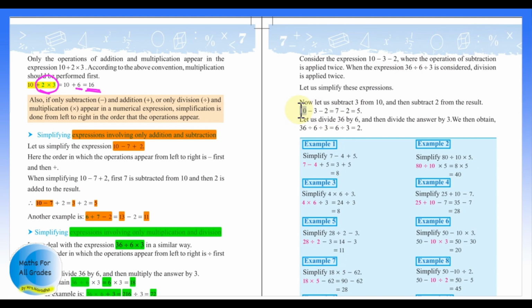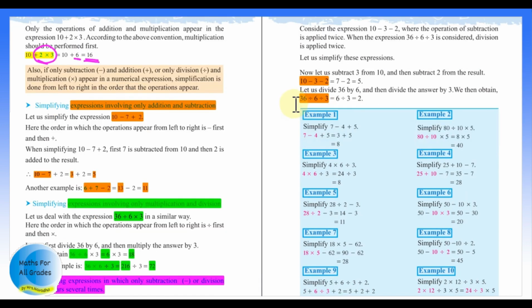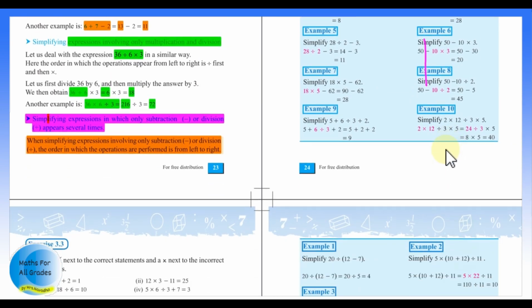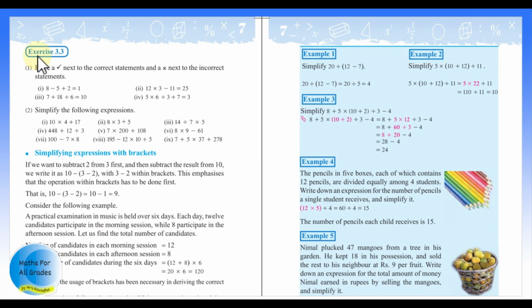Here they have given two examples. 10 minus 3 minus 2. So first we go for the 10 minus 3. You get 7. Then 7 minus 2 equals 5. The other example is we just discussed 36 divided by 6 divided by 3. Earlier we discussed these 10 examples and also we discussed exercise 3.3.